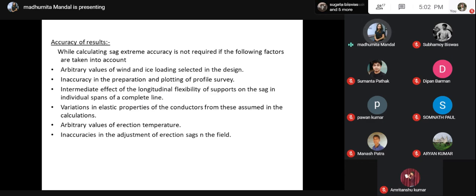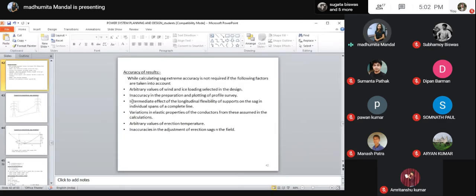So the sag calculation that we have seen so far is due to normal condition. Okay, there is no wind loading, no ice loading. Also, the profile survey is not done. That means the profile that is taken is totally horizontal. So nothing is considered here.